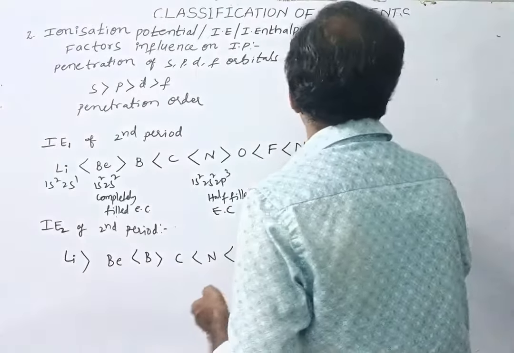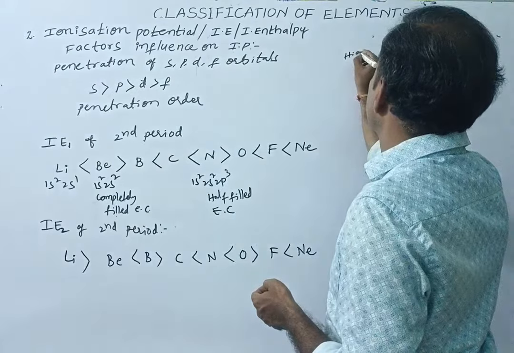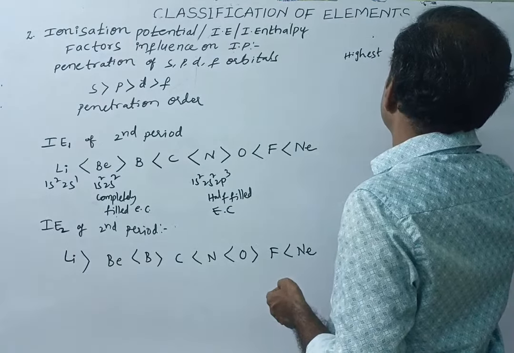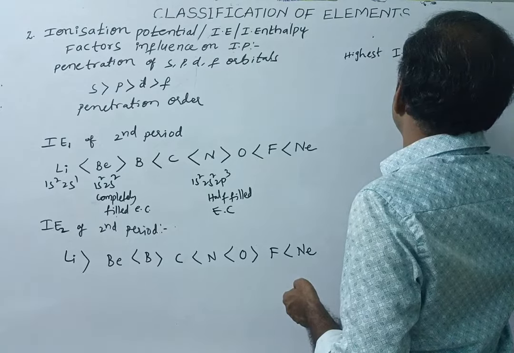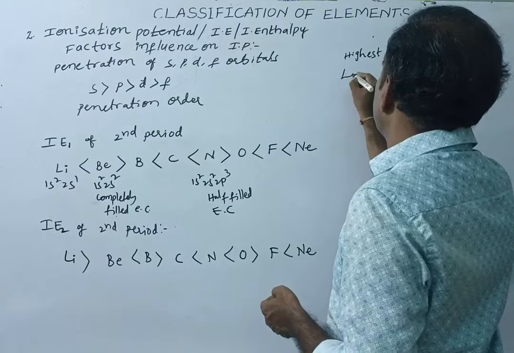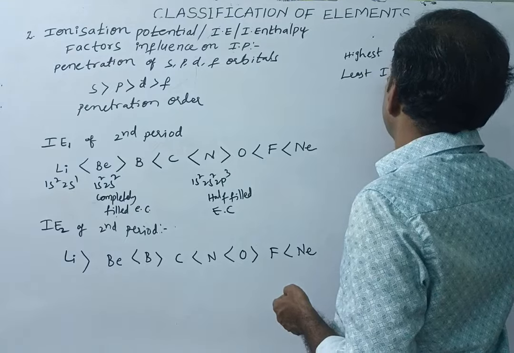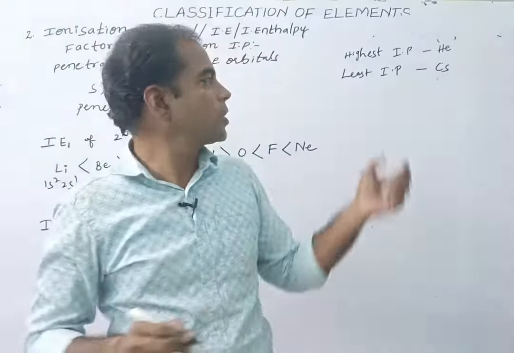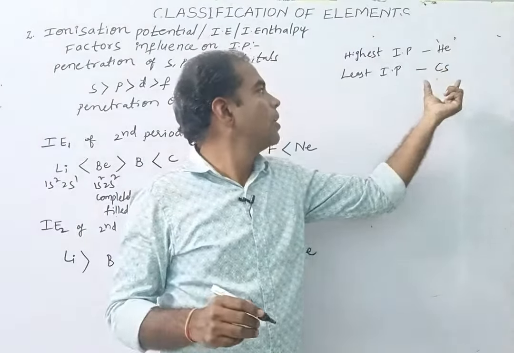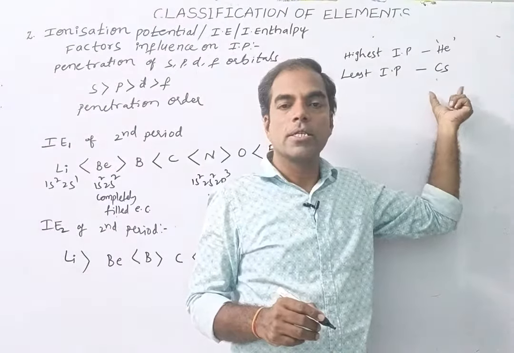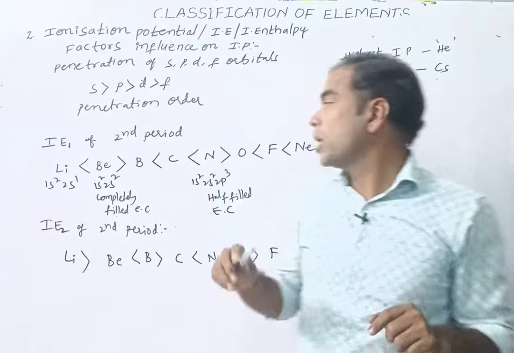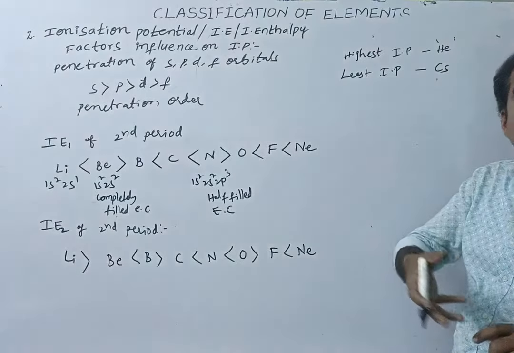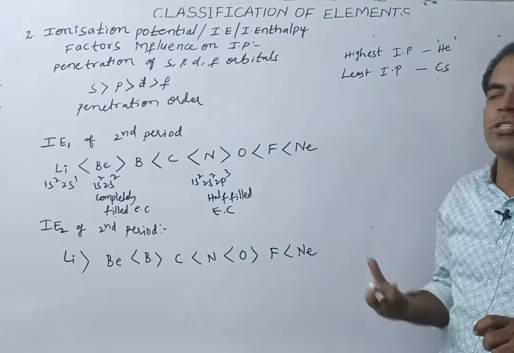Right? And remember, the highest ionization potential is helium. The least ionization potential element is cesium. Highest ionization potential is helium. Least ionization potential is cesium. Right? Because of the large atomic size, we can easily remove the electron from the valence shell. Right?